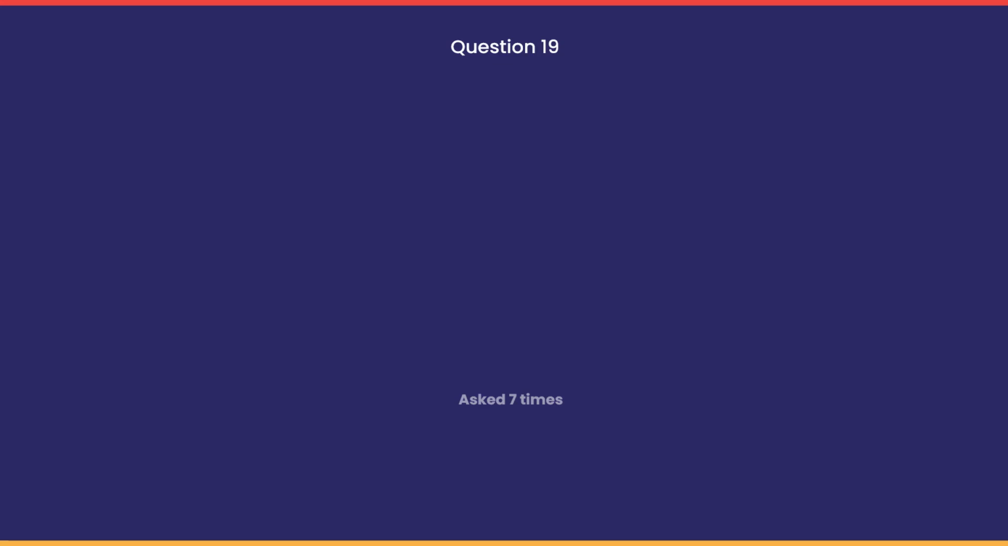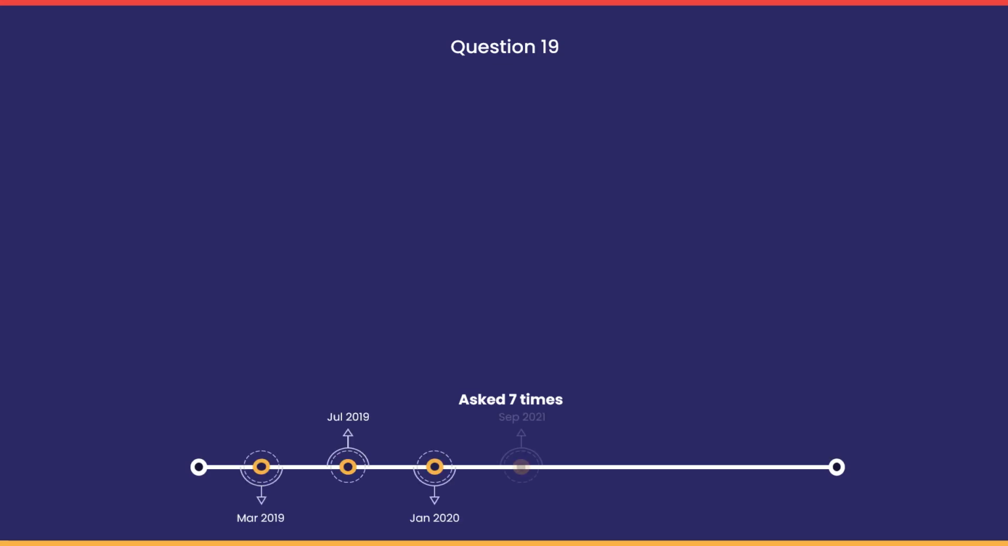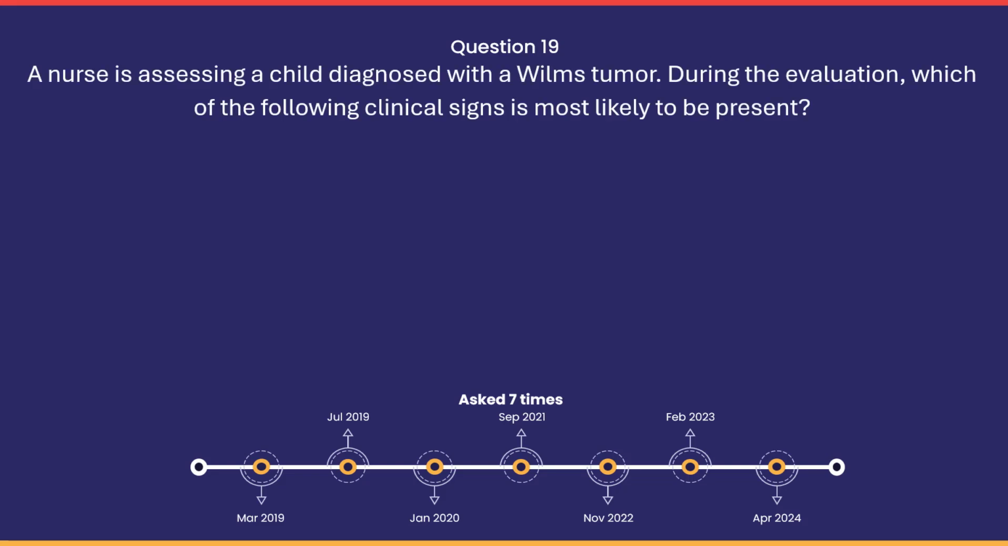This Wilms tumor question has been asked 7 times in the last 5 years, making it essential for pediatric oncology. A nurse is assessing a child diagnosed with a Wilms tumor. During the evaluation, which of the following clinical signs is most likely to be present?